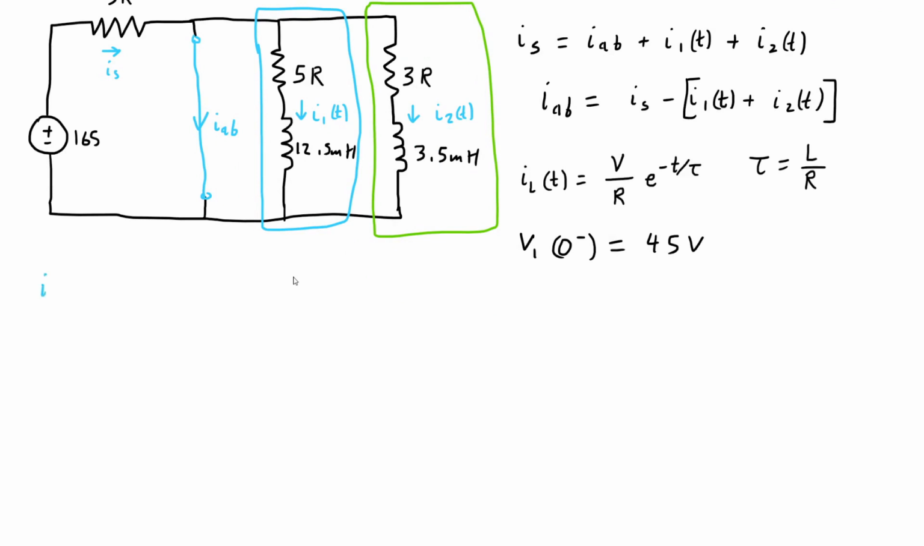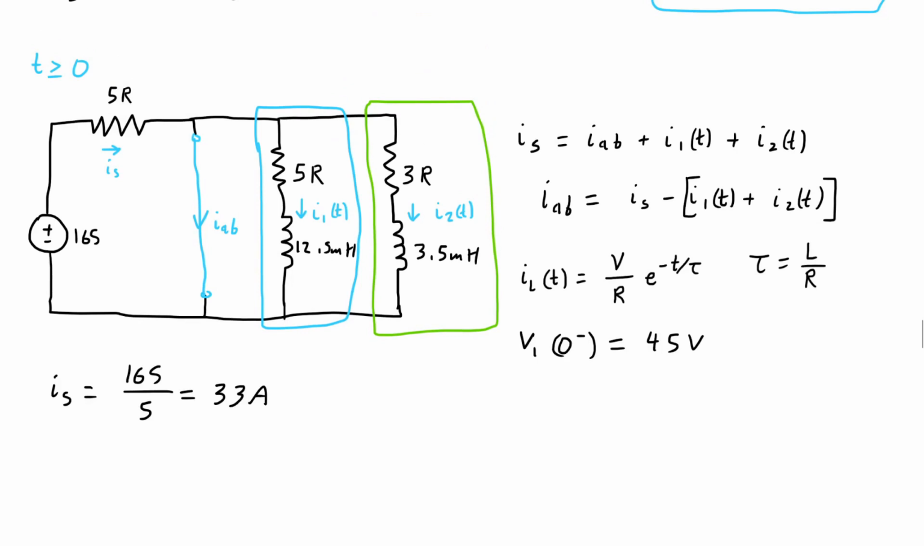Anyway, let's find IS. Finding IS is easy because it's just a resistor and a voltage source. So IS is going to be 165 volts divided by 5 ohms, which is 33 amps. I should also mention, if you do Kirchhoff's circuit law, that's your expression for the currents. Since we're solving for IAB, I went ahead and moved the two inductor currents to the other side, and we'll consider them later.